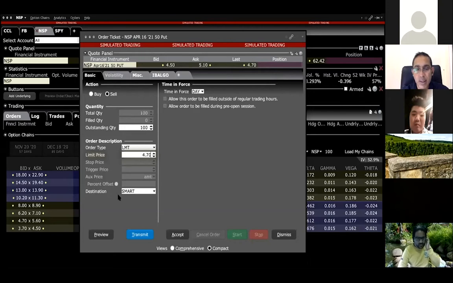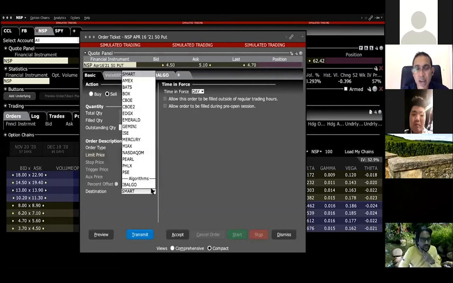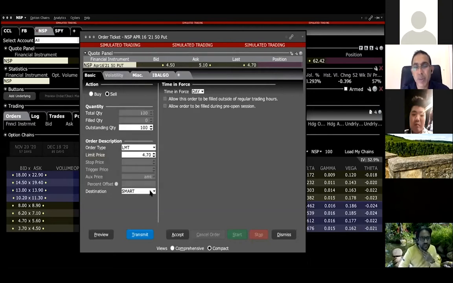So this destination, if you're using IB, I always keep it at smart, which means IB does the smart routing. IB decides which exchange to send it to. I really don't bother about these things. The smart is good enough because I'm putting a limit price.